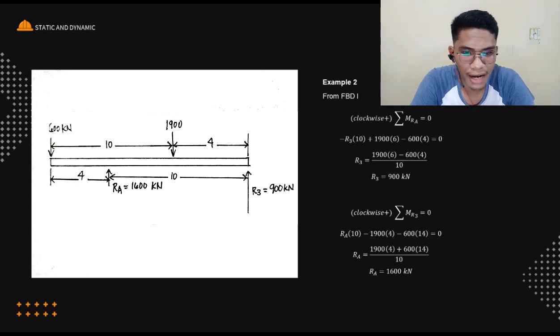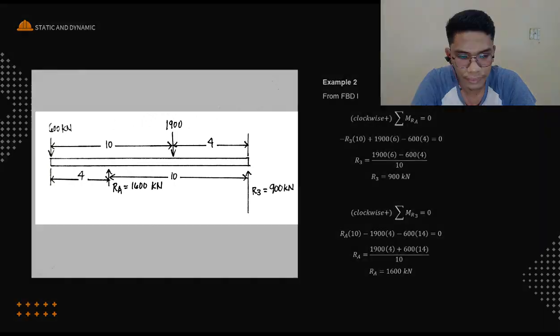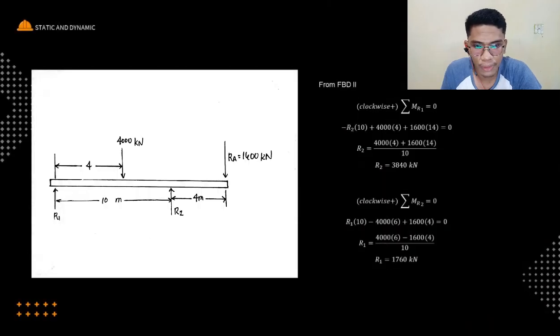Now that we have RA, we will use that to solve for the lower beam. So, for our lower beam naman po, as you can see, magkakaroon po tayo dito ng 1,600 kilonewton dito sa may dulo po ng ating lower beam.